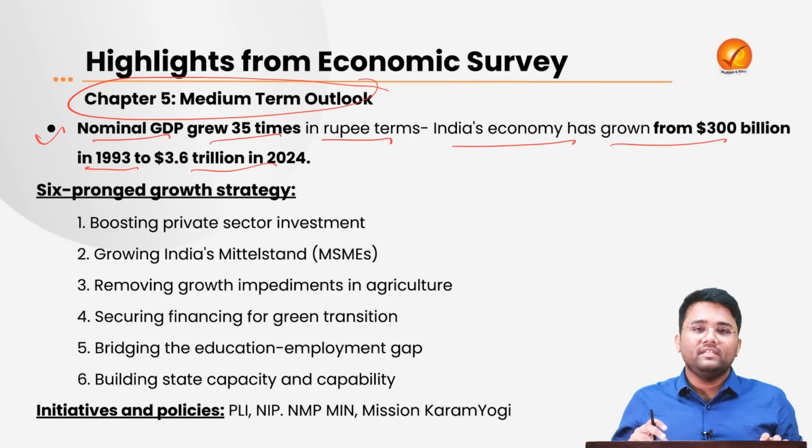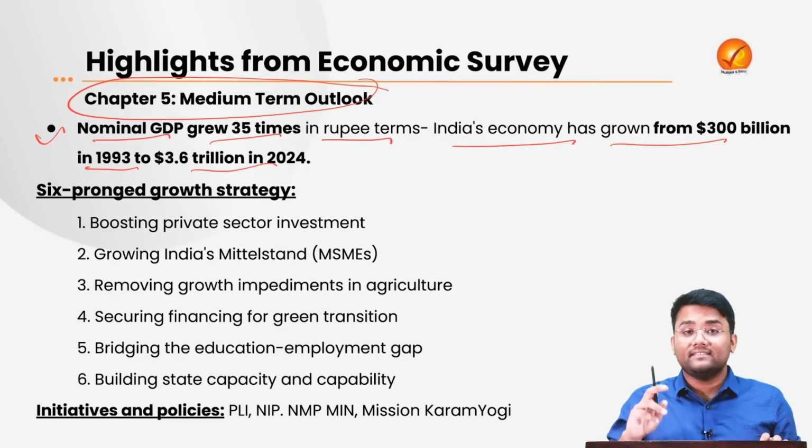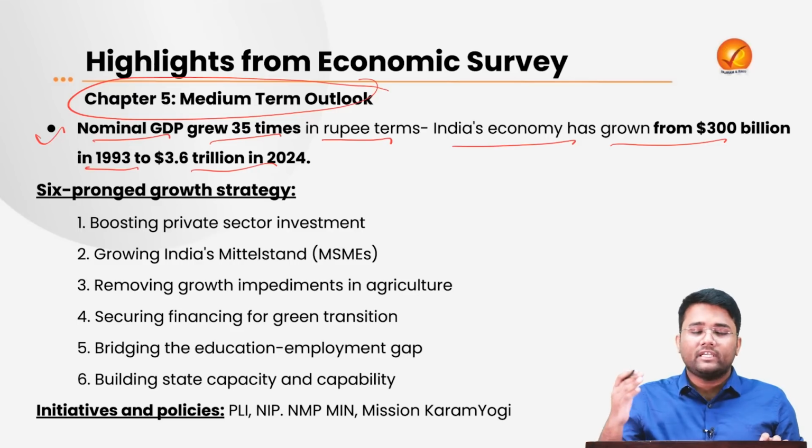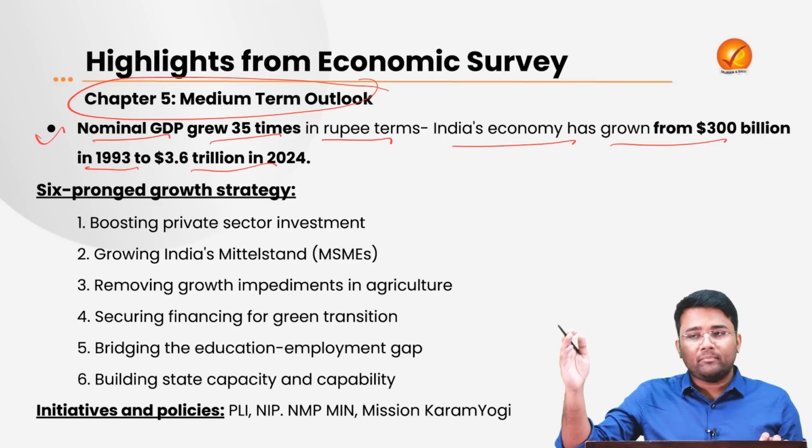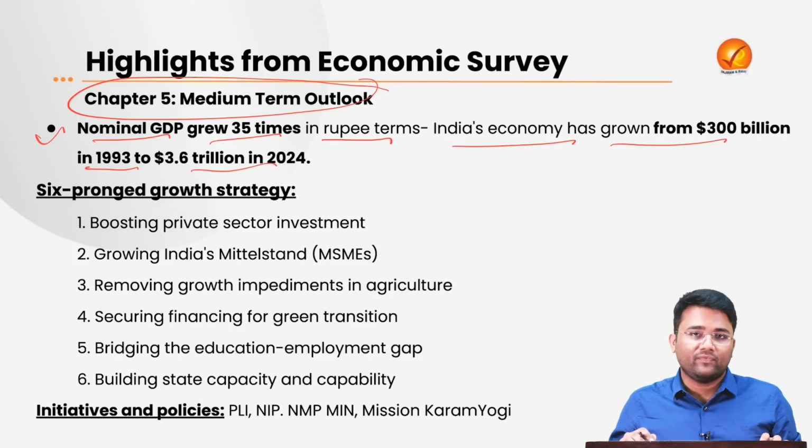The nominal GDP is calculated where the prices change. It is calculated at the current price level, whereas real GDP we calculate on the basis of a base year on which the prices are fixed.